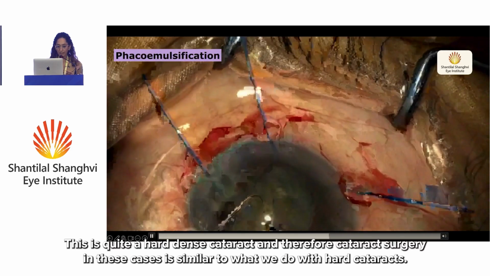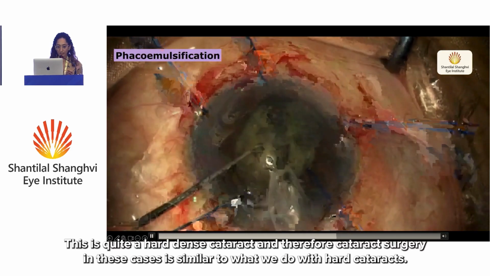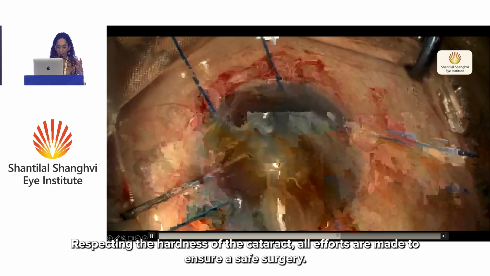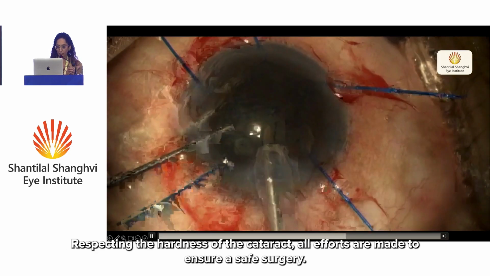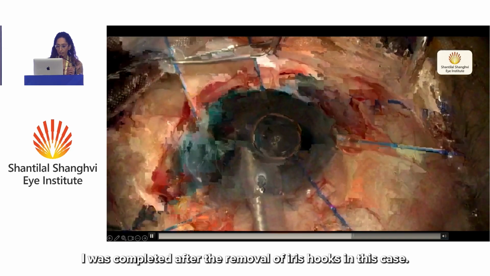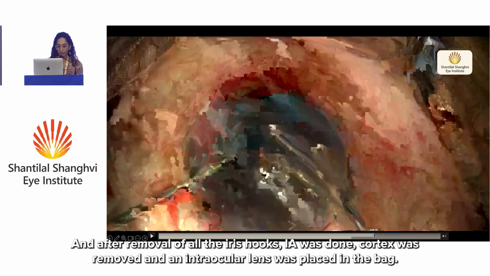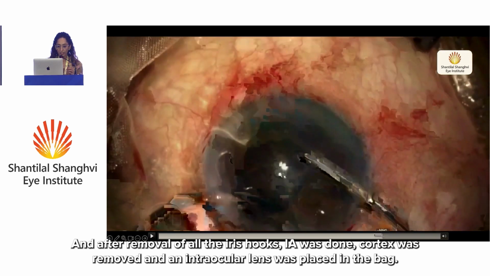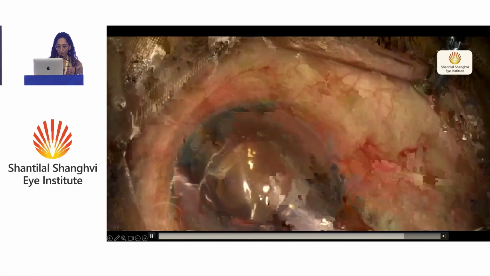This is quite a hard, dense cataract, and therefore cataract surgery in these cases is similar to what we do with hard cataracts, respecting the hardness of the cataract. All efforts are made to ensure a safe surgery. IA was completed after the removal of iris hooks in this case, and after removal of all the iris hooks, IA was done, cortex was removed, and an intraocular lens was placed in the bag.